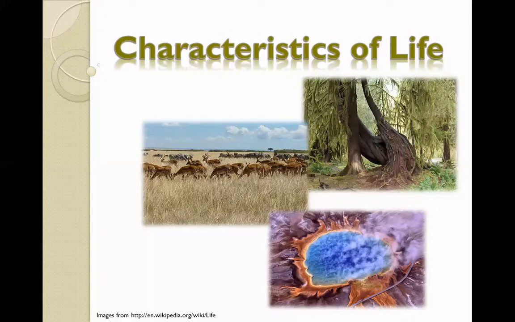All living organisms share certain characteristics. Whether you're a plant, like a tree living in a temperate forest, or an animal, such as a gazelle or a zebra living on the savanna, or a microorganism that lives in an extreme environment like the hot springs in Yellowstone where the temperature is around 85 degrees centigrade, almost the boiling point of water, there are certain characteristics all of these different organisms share that we use to define life.